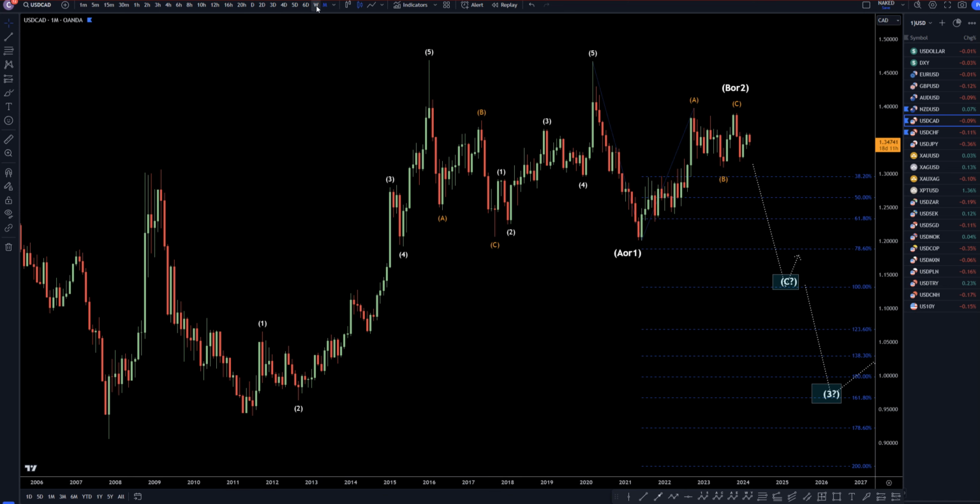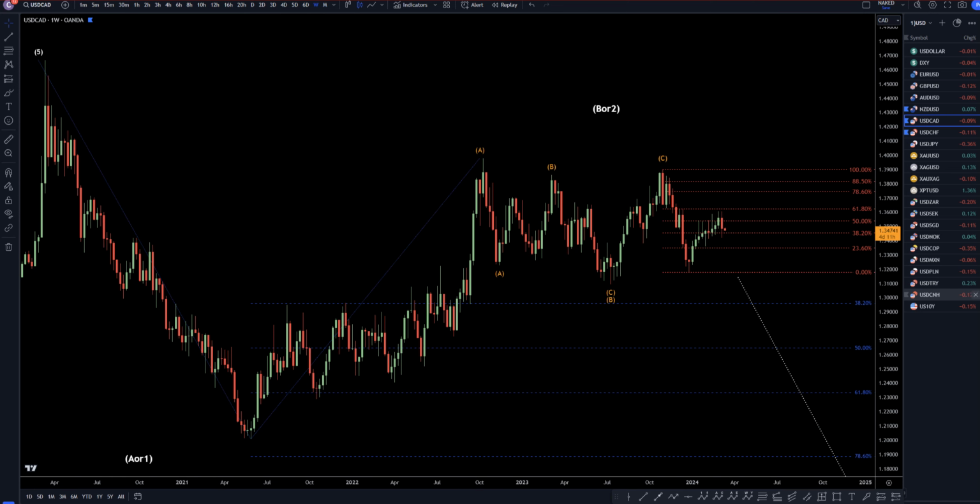So going down to the weekly time frame, I still think this first push down is a 1. I still think this is a 2. I think there's a pretty good likelihood that the wave 2 is over and then we are going to go down for a wave 3, probably a 1, 2, 3 of C.